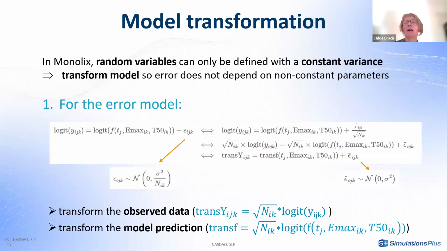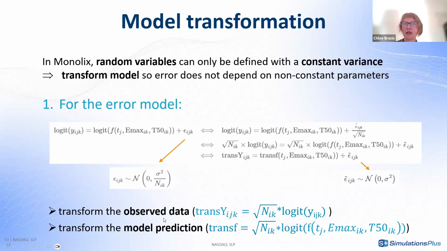Again, because we need constant variance. And so this looks a lot like what we did before. It's just a little bit more complicated because we actually have this logit transformation. So we have the logit transformation first. We again multiply both sides by the square root of n, and that gives us our transformation.